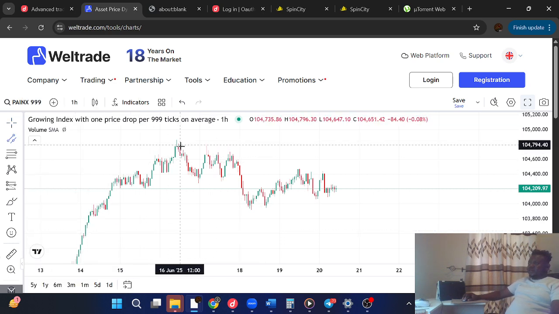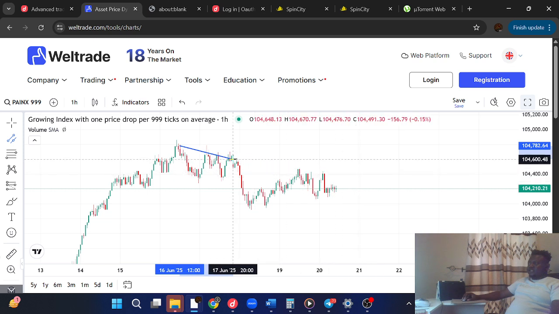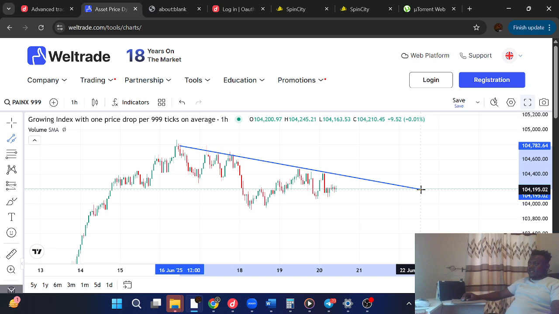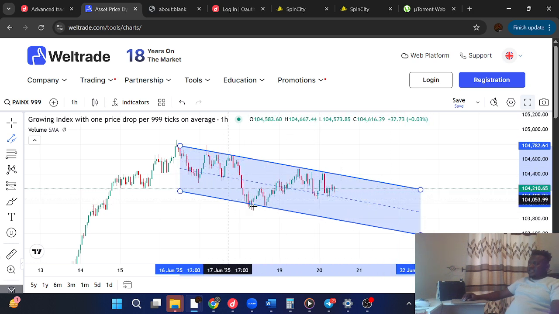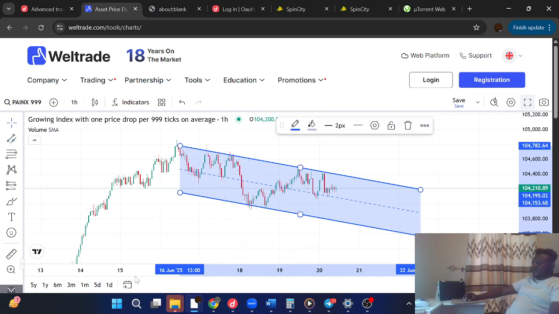We touch the highest point, which happens to be at the top here. Then we drag it. We drop it on the second high, which is right here. This is the second high, but you have to make sure that it covers to the end here. So you can see we drop it here. Then we touch the lowest point, which happens to be here. This is the lowest point. We place it right here.